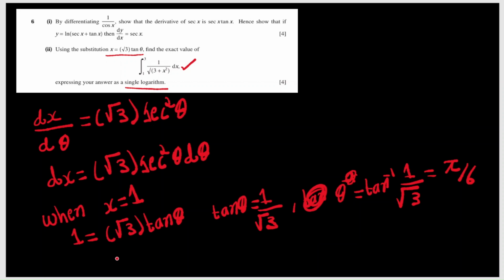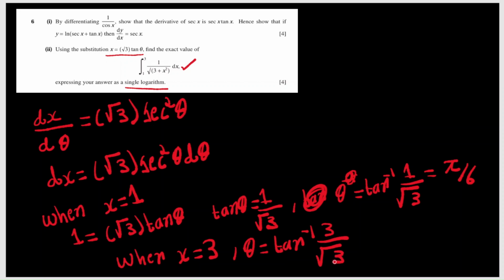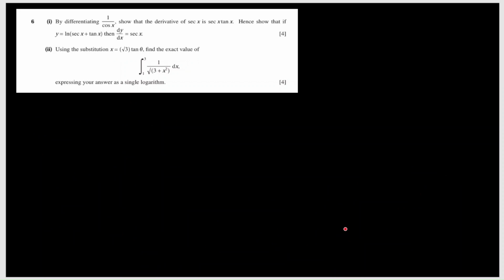Same for when x is equal to 3, you do the same, just in the denominator. What are we going to get? We get tan theta is equal to 3 over root 3, theta is tan inverse of that, and you're going to get pi by 3. So you got the limits, you got dx in terms of d theta, and you know that x is equal to root 3 tan theta, so you can simply substitute all of these in the equation.